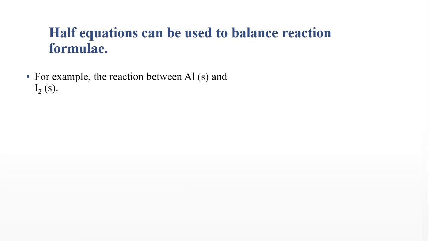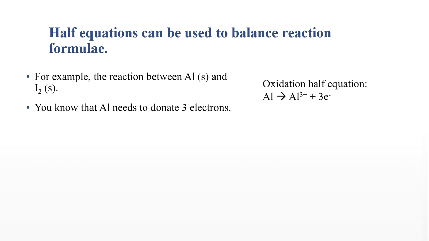So what are half equations good for? Well, they're good for showcasing what's oxidized and what's reduced and the number of electrons involved. But they're also useful, for example, when it comes to balancing reaction formulae. So let's look at the reaction between aluminium and iodine. If we don't know how to balance this in the classical method that we've done before, we still know that aluminium needs to donate 3 electrons because of its group number. Since it's a metal and donates electrons, this will be the oxidation half equation that I've written to the right.